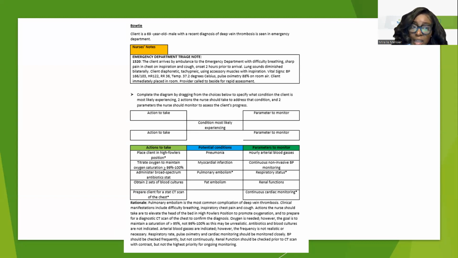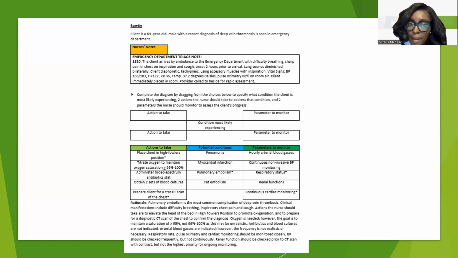So you should elevate the head of the bed to a high Fowler's position. Position promotes what? Oxygenation. Don't forget your positioning. And remember, this is a test-taking strategy. We do least invasive to what? More invasive, right? Don't forget, position has power. That high Fowler's promotes chest expansion. So we're going to prepare them for a stat CT to confirm the diagnosis.